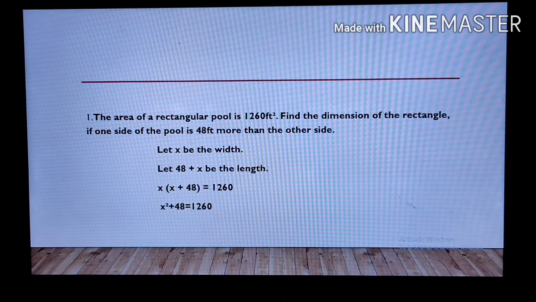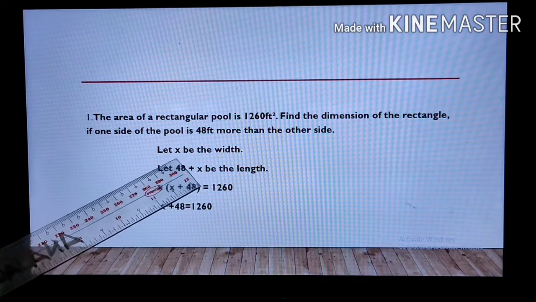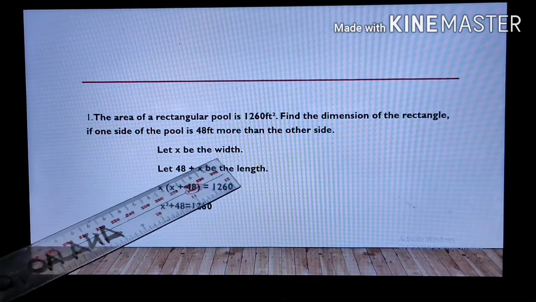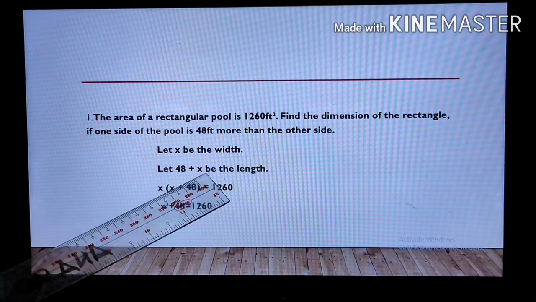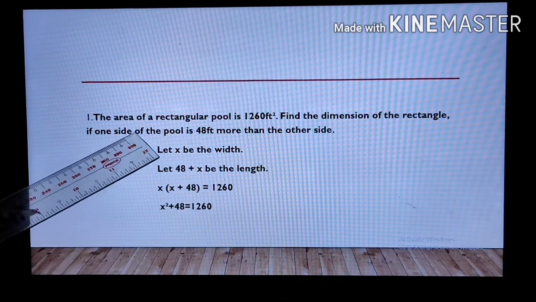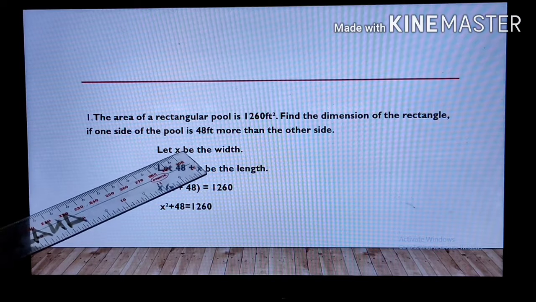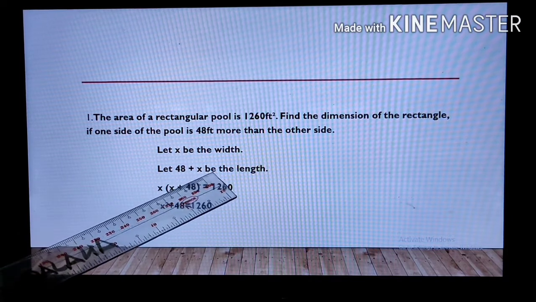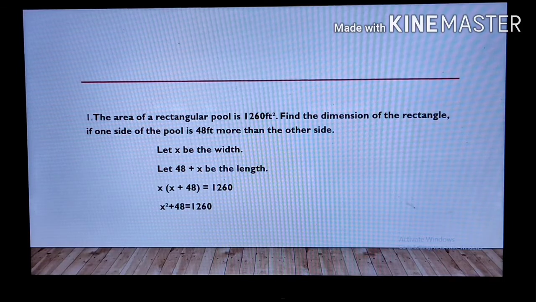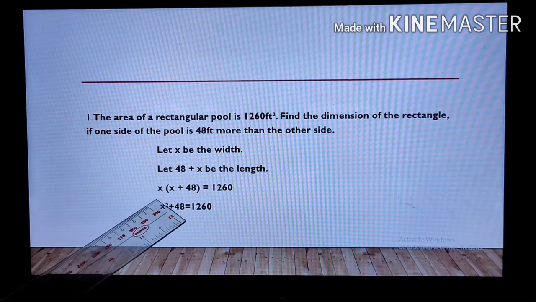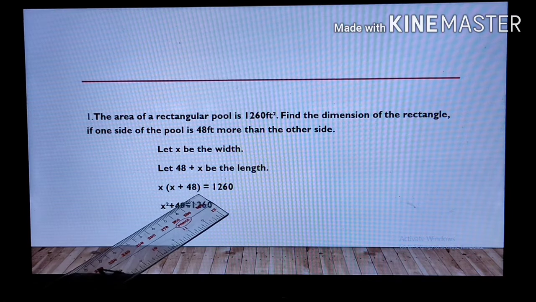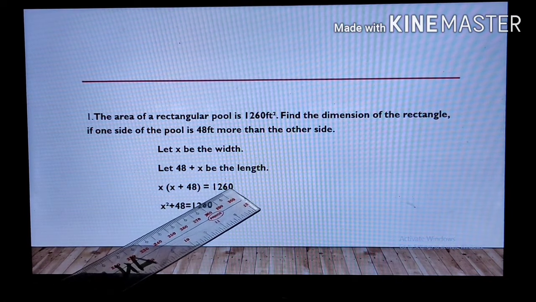So, mag-let x muna tayo. So, ang ginawa ko, I let x be the width, di ba? Then, let 48 plus x be the length. Kasi sinabi dito, if one side of the pool is 48 feet more than the other side. So, x be the width, then 48 plus x be the length. So, di ba, ang formula ng area ng rectangle is length times width. So, i-multiply lang natin. Kaya naging x times the quantity of x plus 48 is equal to 1,260.